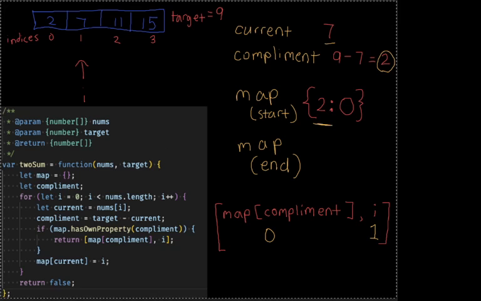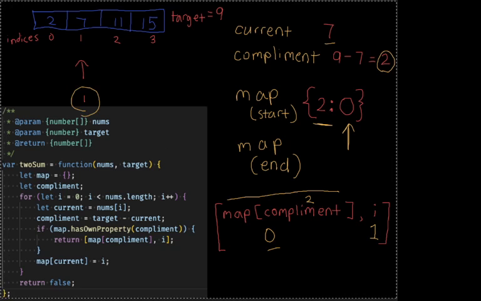So what we're going to do is return an array. The array is going to look for this map and the value stored at complement, which we know is 2. And we see that value is going to be 0, right? Because that's the first one. And then we see what the value is at i, and we know that i, right now, is 1. So we return 0 and 1. That will be your answer.